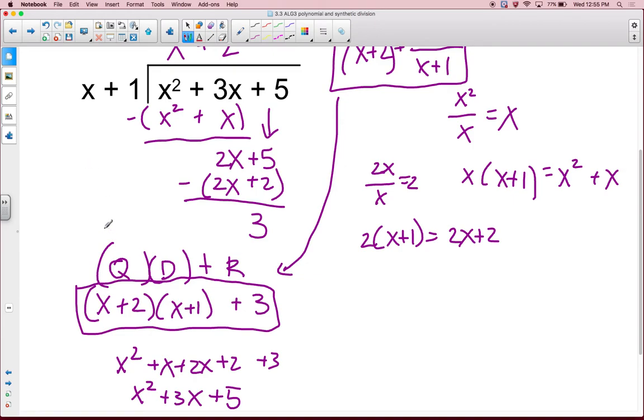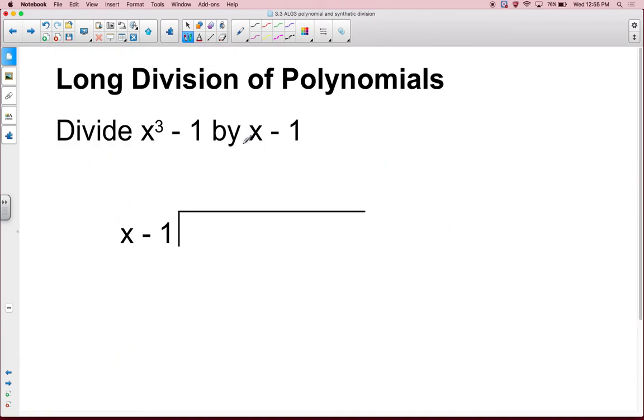Okay, moving on. Another long division problem. I wanted to do this one with you guys because notice there are some terms that are missing. So when that happens, the easiest way is to just put some placeholders in. We have a 0x squared, a 0x, and then a minus 1. And then you do it the same exact way.